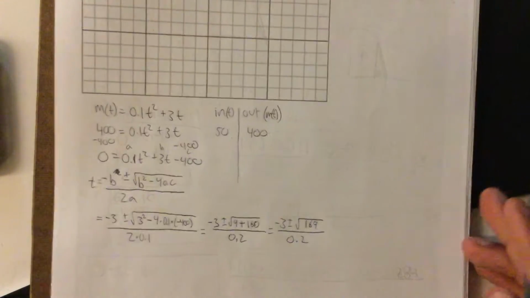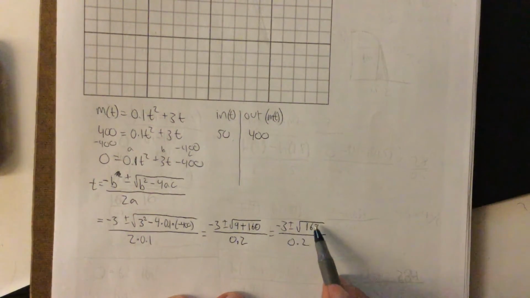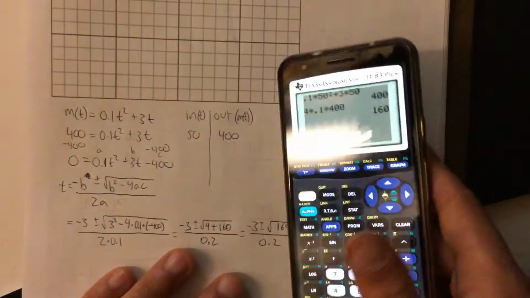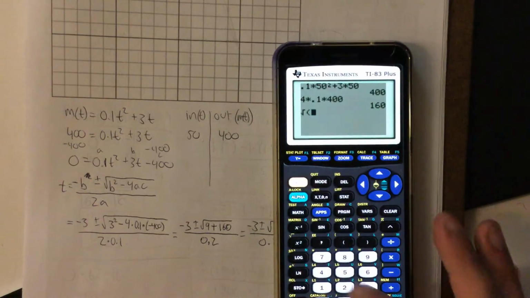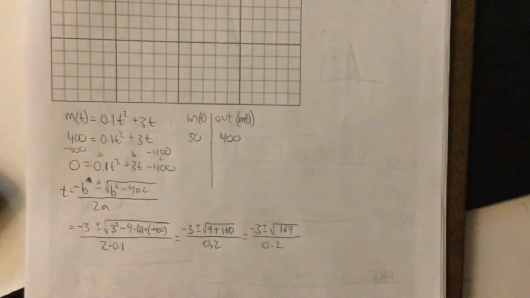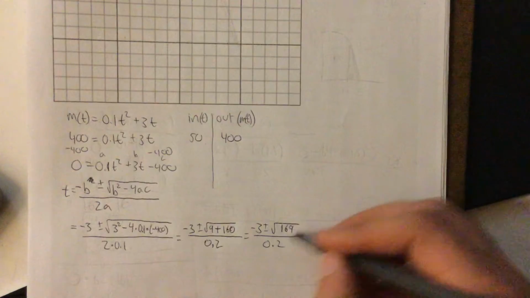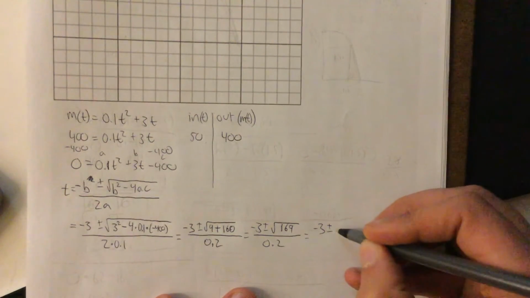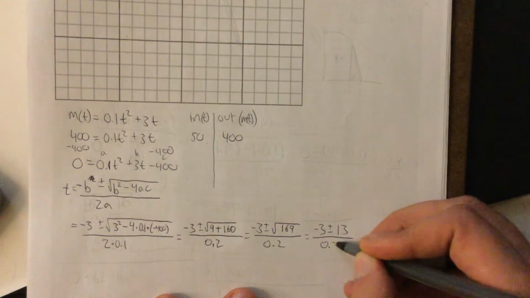Okay, then let's see. If you might have this memorized, 169 is a perfect square. The square root of 169 is 13. So that's fun. Often your square rooted number can be pretty messy and irrational with decimals. But now we've got negative 3 plus or minus 13 divided by 0.2.